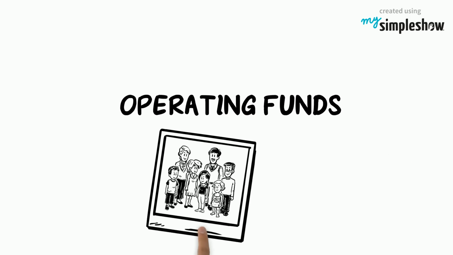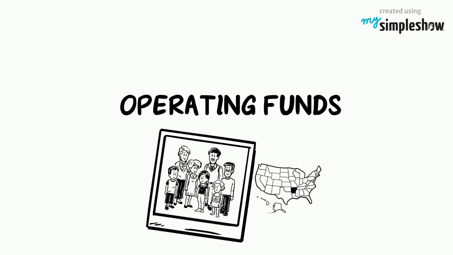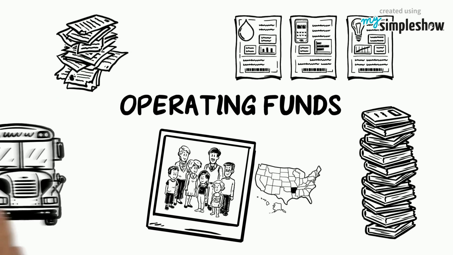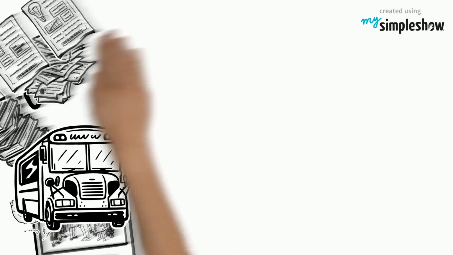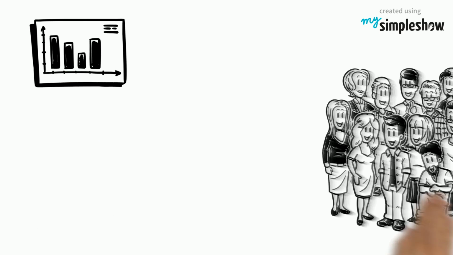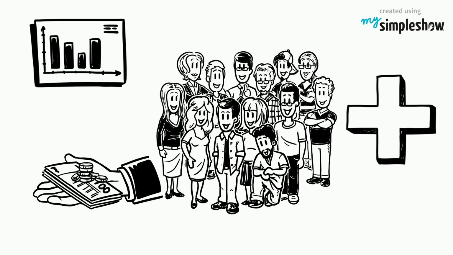Operating funds are the funds provided by local taxes and state taxes. These funds are budgeted at the district's discretion, and they pay for everything from paper and books to utility bills and buses. The largest operating cost is staff salary and benefits.